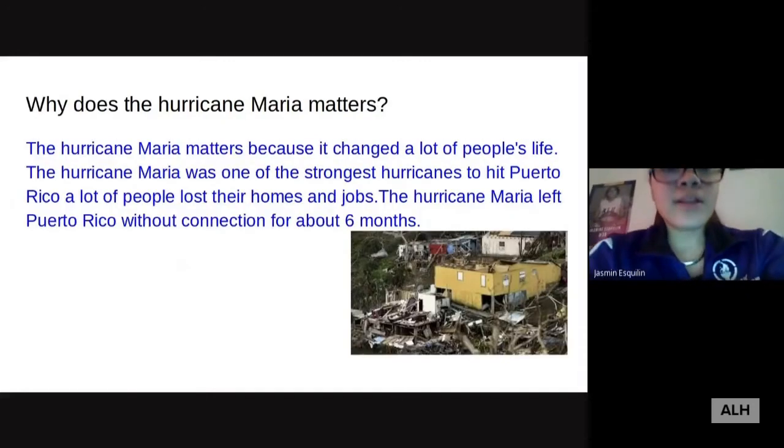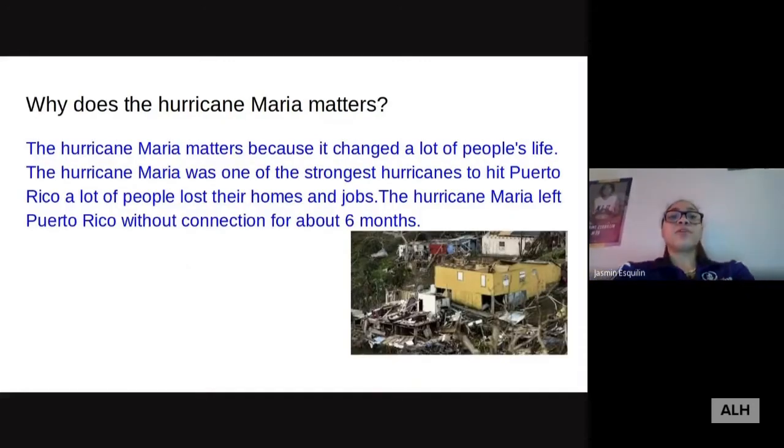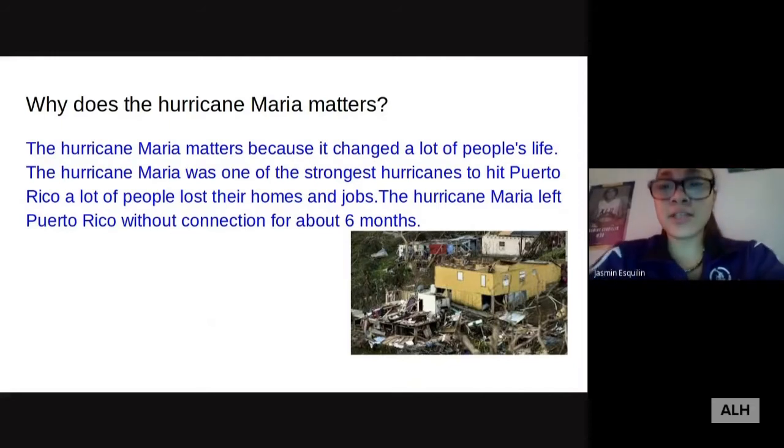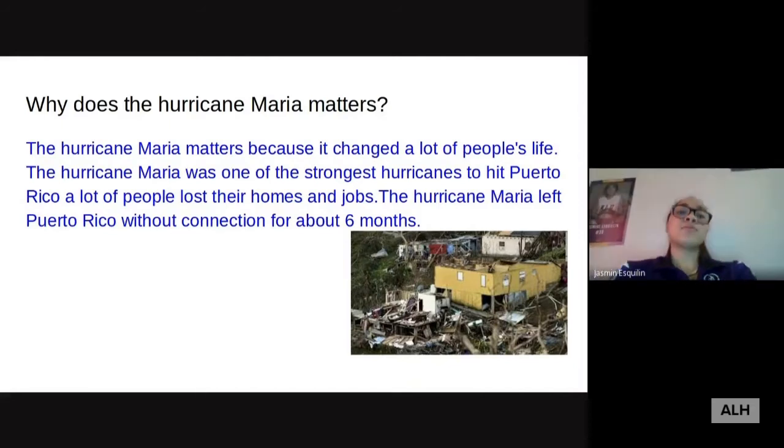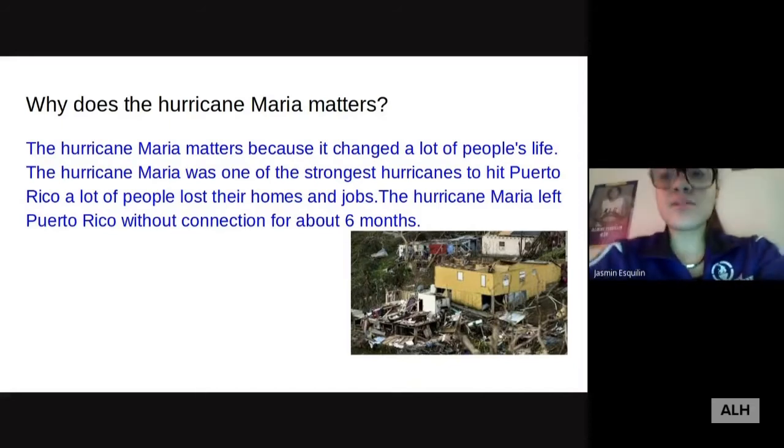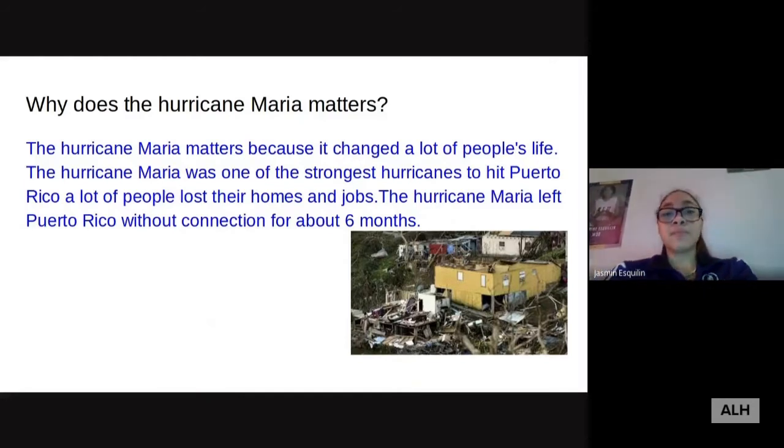Why does Hurricane Maria matter? Hurricane Maria matters because it changed a lot of people's lives. Hurricane Maria was one of the strongest hurricanes to hit Puerto Rico. A lot of people lost their homes and jobs. Hurricane Maria left Puerto Rico without connection for about 6 months.